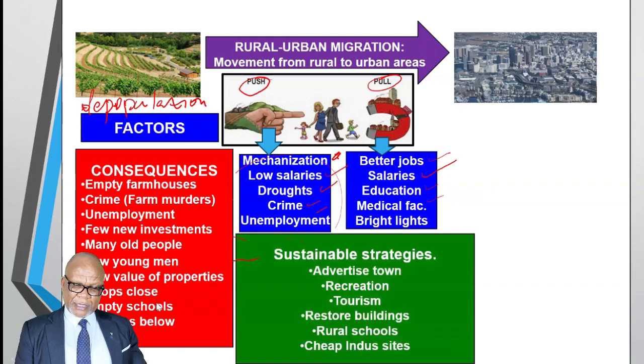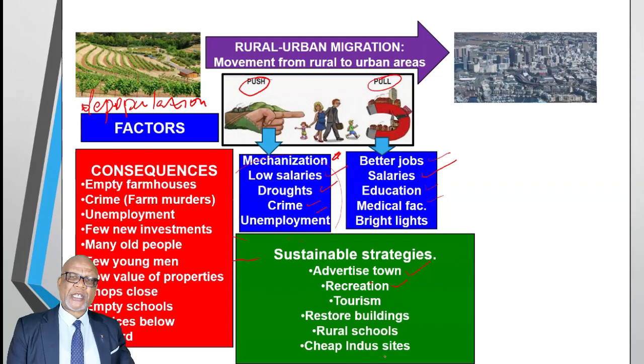Now, what are sustainable strategies that can be done in order to keep people in rural areas? We can advertise rural towns so that more investors can go there and invest and create more jobs. And once people have got more jobs, they don't have a need to move out. And then we can develop recreational areas in rural areas, like your stadia and all other recreational facilities that could be attractive to young people and that could create jobs.